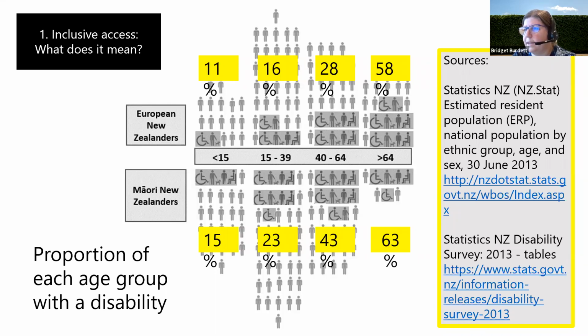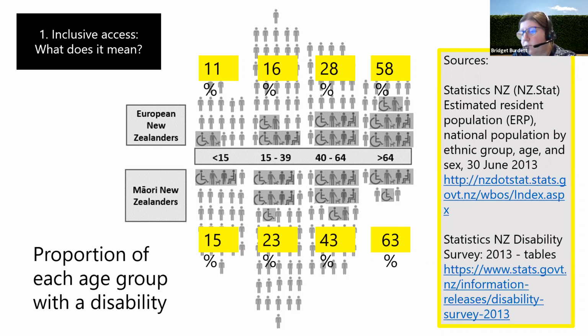People with a disability make up 24% of our population. That's a pretty big number, 1 in 4 people. If you look at European New Zealanders or Pākehā, then most of those people with a disability are older people. More than half are aged over 40, and the highest proportion, the highest number is amongst people aged over 64.